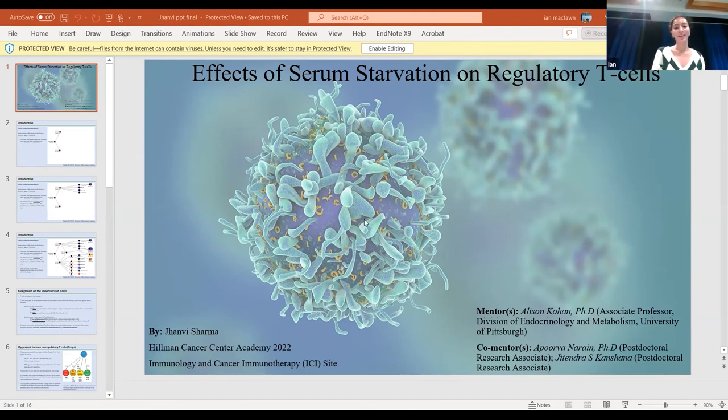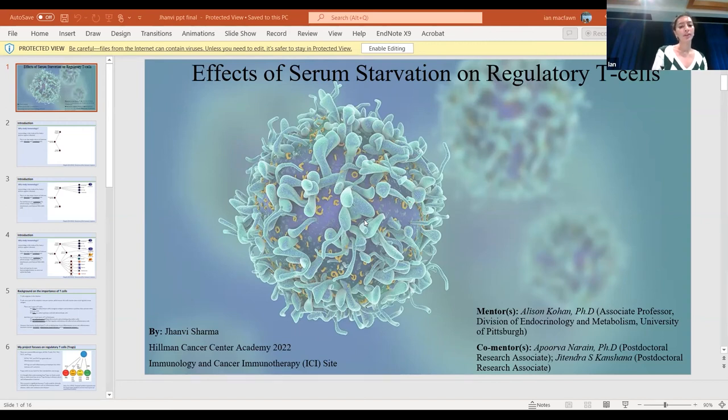Hi everyone, I'm Janvi, and I'm in the Cohen Lab, and my mentor is Dr. Allison Cohen. My project was on the effect of serum starvation on regulatory T cells. Okay, so an introduction: what is immunology? It's the body's defense against infection. There are two major classes of immune cells, myeloid and lymphoid cells, and they both originate from this stem cell. Our lab focuses on lymphoid cells, which include T cells, B cells, and natural killer cells. Each cell has its own duties to carry out within the body.